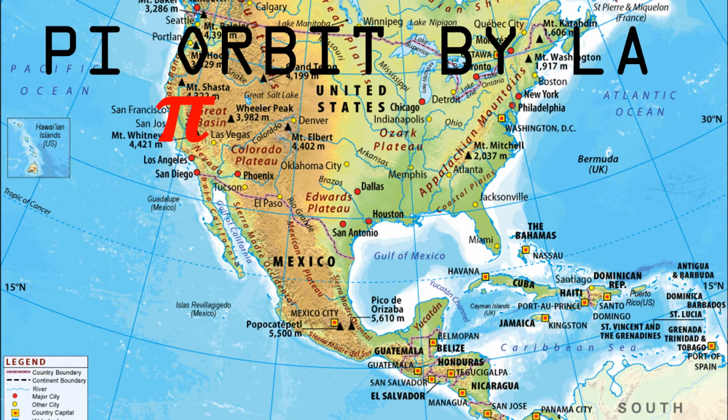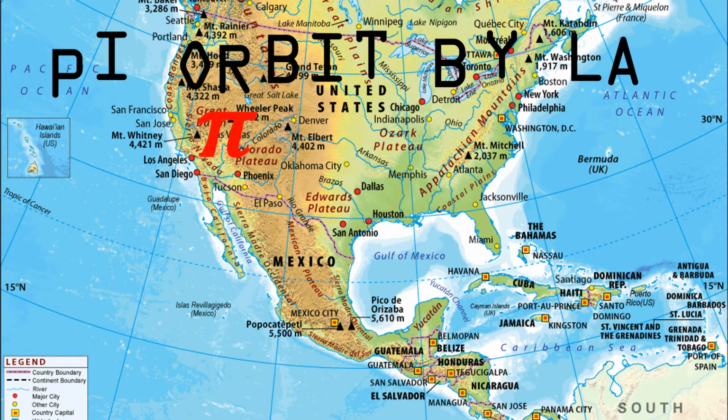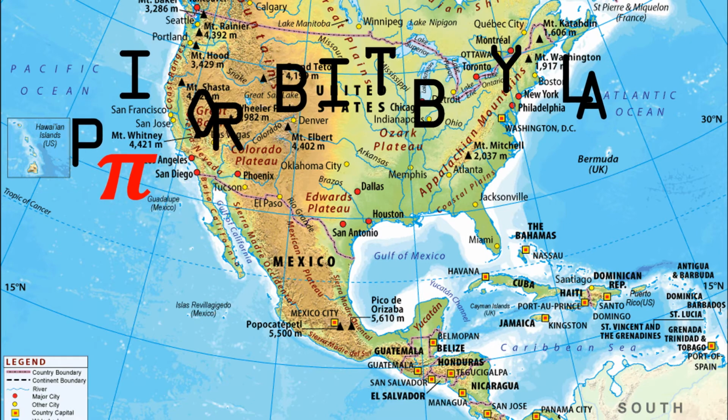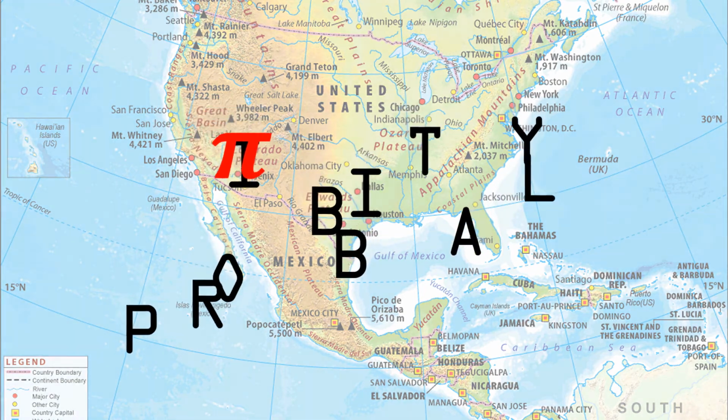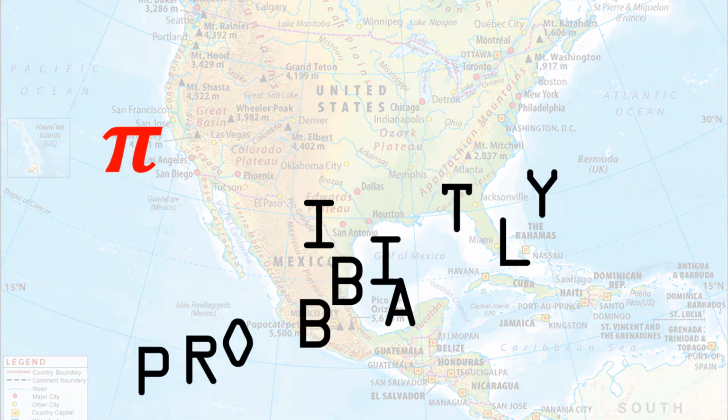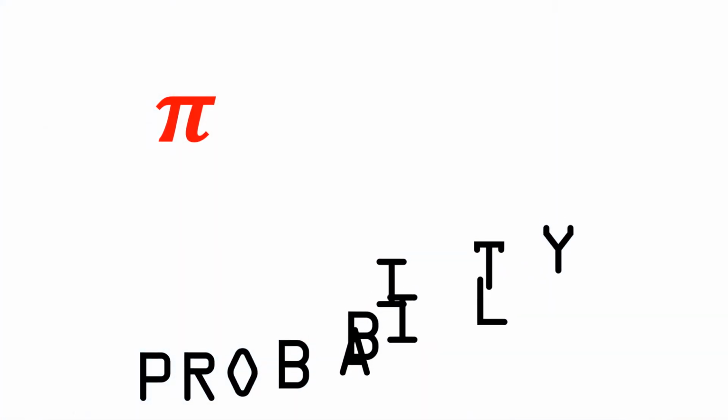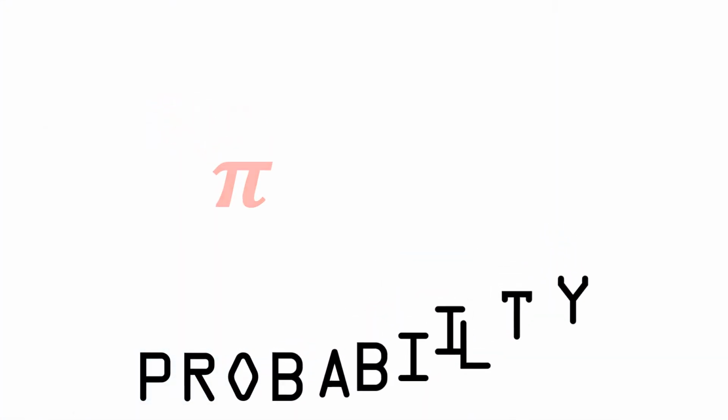Okay, pi orbit by LA. Well, the pi symbol does seem to be in orbit, and it does seem to be by Los Angeles. I have a hard time believing that's what we're going to study. Oh, wait. We are reorganizing, and it looks like we're going to study probability. Okay, so goodbye pi symbol, goodbye Los Angeles, hello probability.